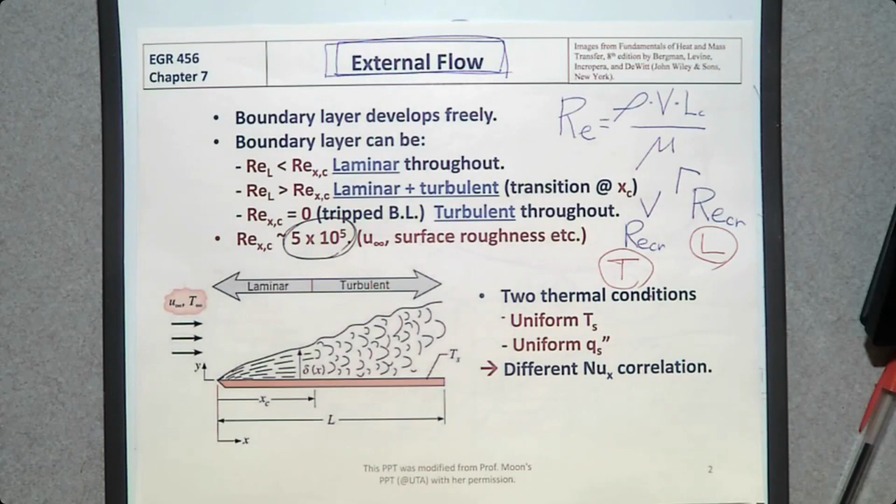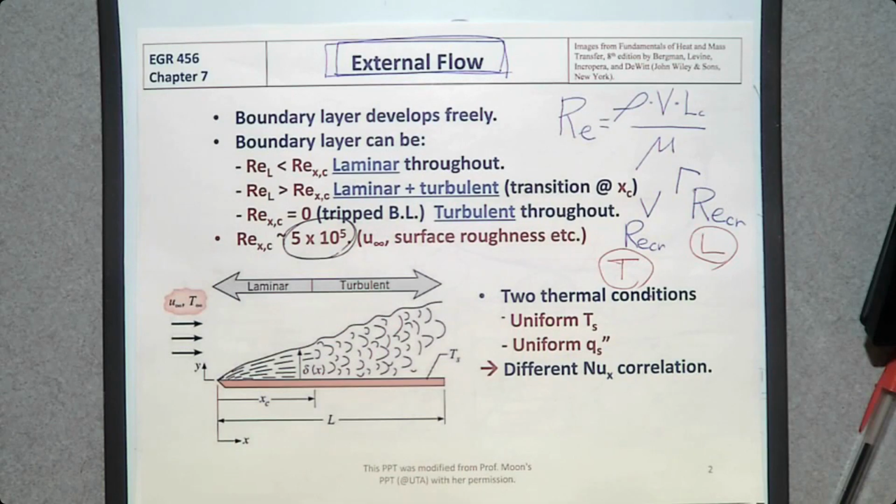So we learned whether it is laminar or turbulent, and depending on how heat is transferred, depending on boundary conditions, we have different Nusselt numbers. The two main boundary conditions are uniform surface heat flux and uniform surface temperature. So depending on whether it is uniform surface heat flux boundary condition or uniform surface temperature boundary condition, you can find different Nusselt numbers.